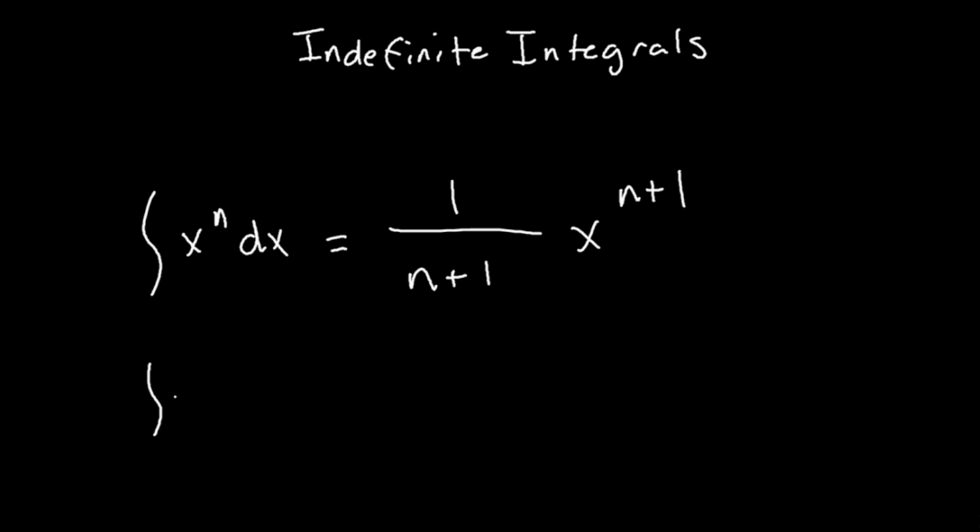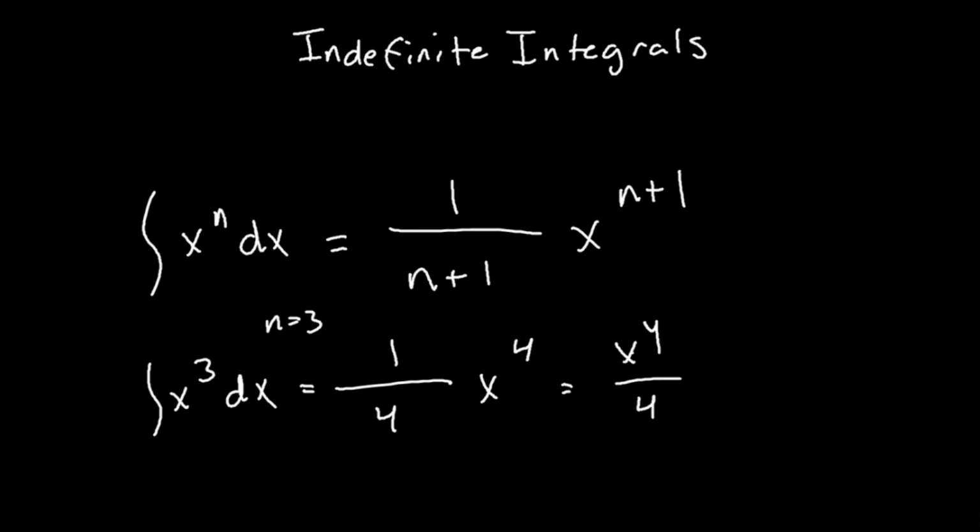So if you want to take the integral of x to the power of 3 dx, since n is equal to 3, we do 1 over 3 plus 1, which is 4, times x to the power of n plus 1, which is also 4. Right? n is 3, 3 plus 1 is 4. What we get, if we make this look simpler, is x to the power of 4 over 4.